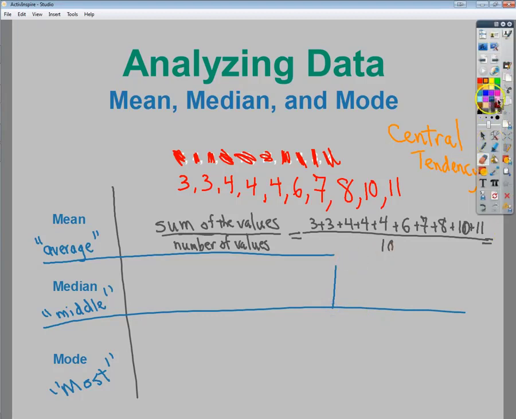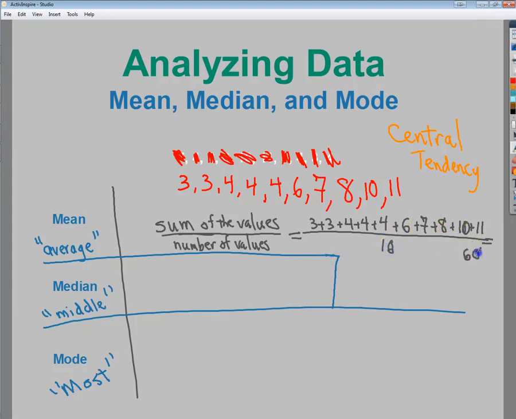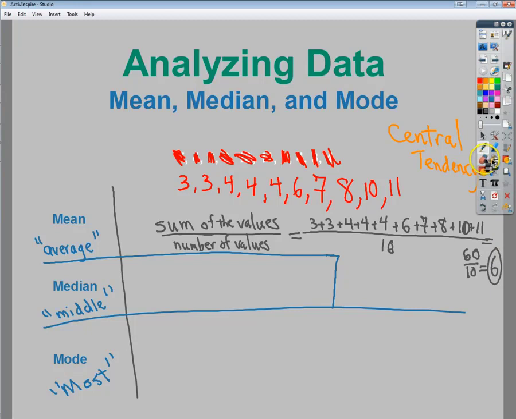So anyway, I end up with a numerator value of 60 over 10. So my mean value is 6 right there. That's how that setup sort of works.